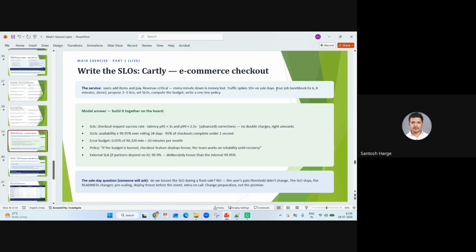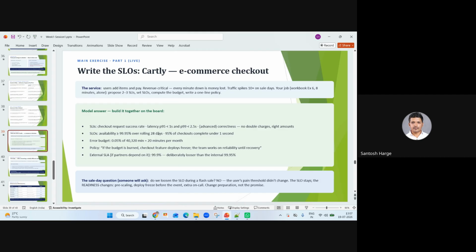I will be sharing the workbook with you. I'm expecting you to tell what SLI you would set up for your application, what the availability of the application should be, and how you will set up the error budget. So this is the exercise, guys. It is useful from an interview preparation point of view. Instead of this particular exercise, you can consider your own product as well.